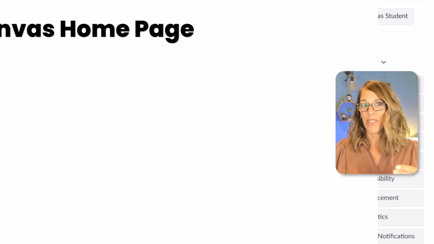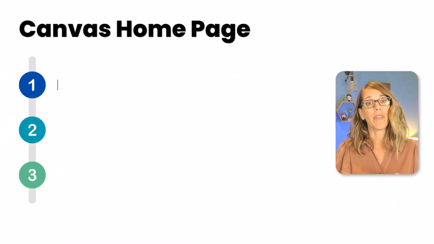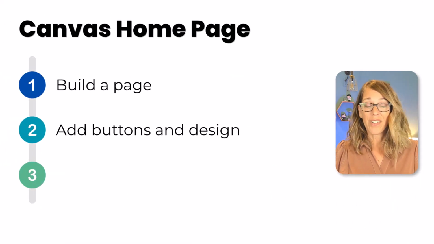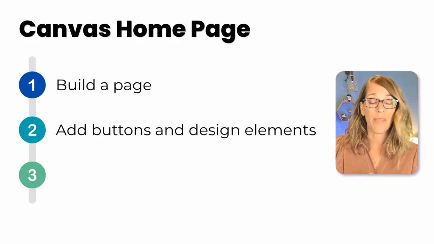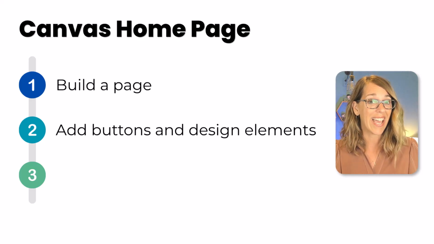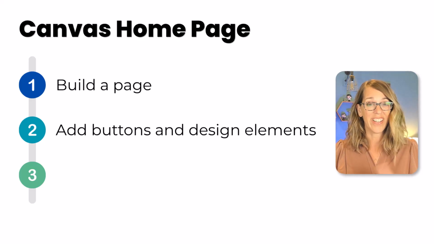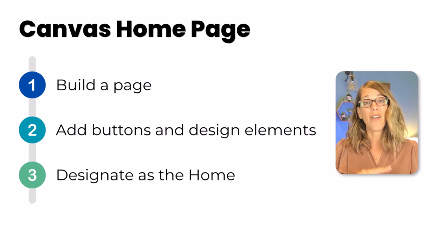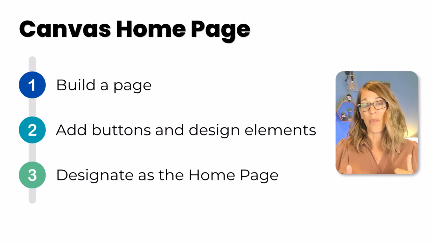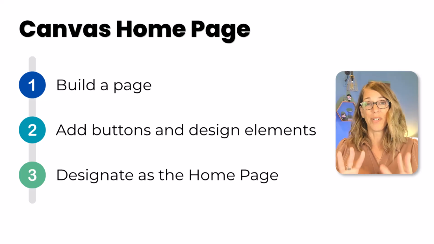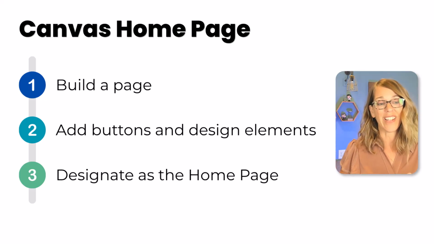It's going to take us a couple of steps to build this homepage. We're going to start by building the page. We're going to add some buttons to the page. We're going to add a quick video to the page, and we're also going to add some design elements. You don't need to know how to code. And then I'm going to show you how to designate that as the homepage. The last step is actually the most important, so make sure you stick around for that last step.